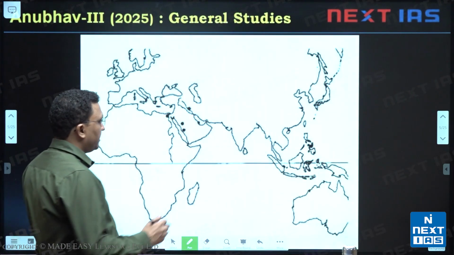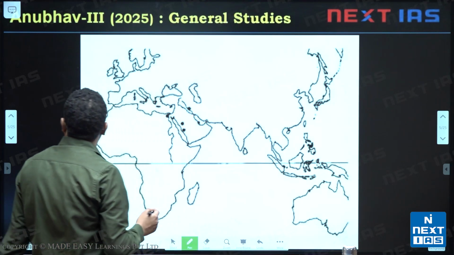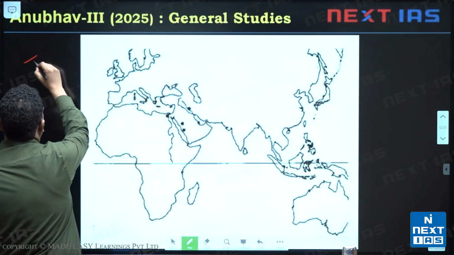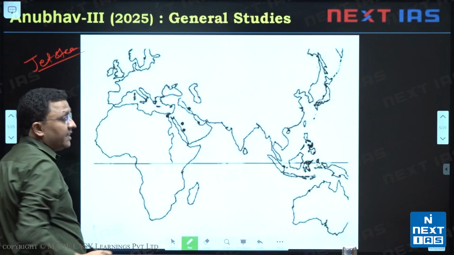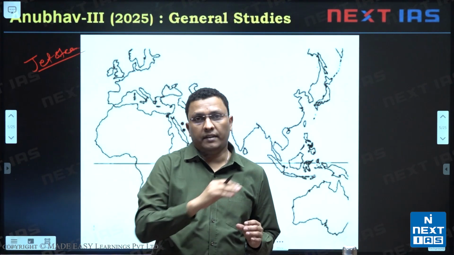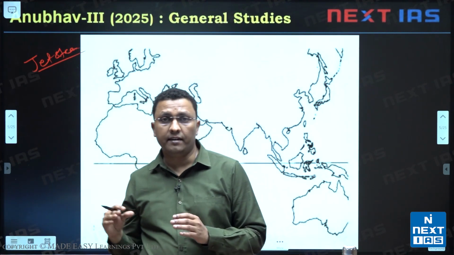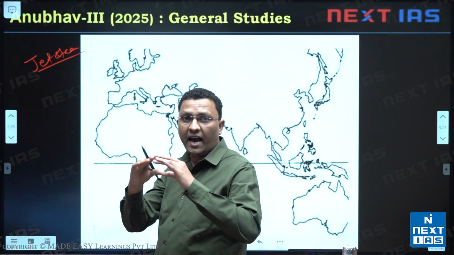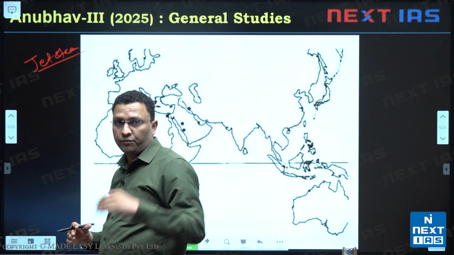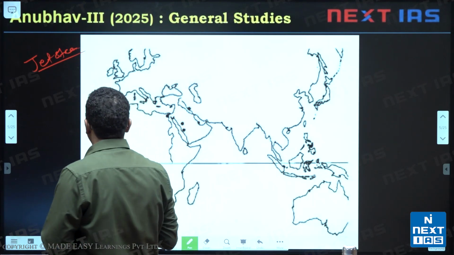So this is our India. First of all, let's understand what exactly a jet stream is. A jet stream is nothing but a narrow band of fast moving wind in the upper atmosphere. It moves like a jet in a narrow band in the upper atmosphere. That is what is called a jet stream.